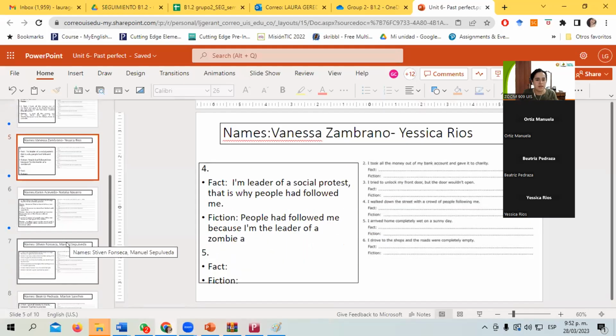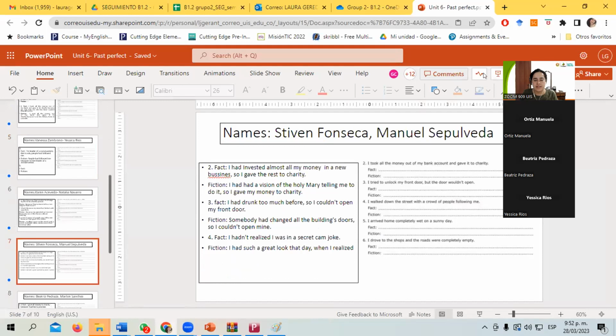So they talk about number 2, they took the money out of the bank to give it to charity. The fact is that I had invested all my money in a new business, so I gave the rest to charity. It's good. Había invertido todo mi dinero en un nuevo negocio, entonces di el resto a la caridad. And the fiction is that I had a vision of the Holy Mary telling me to do it, so I gave my money to charity. La ficción fue que habían tenido una visión de la Virgen María diciéndoles que lo hicieran, okay? So this is what I was expecting, like a funny idea for you.